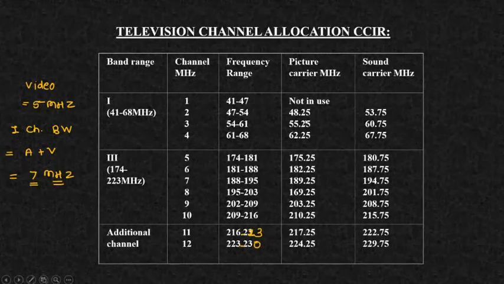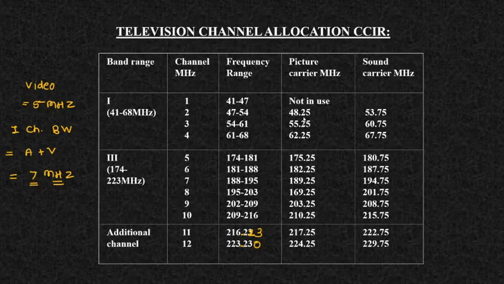Like if you see here, 47 से आपका channel start हो रहा है, लेकिन आपका picture carrier जो है वो 1.25 away from your starting point. Why it is that way it is written, I'll explain you afterwards. You right now just understand that one channel bandwidth is 7 megahertz. Now I'm going to discuss why 7 megahertz.